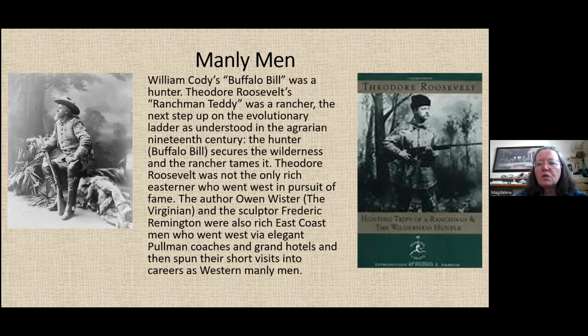Theodore Roosevelt was not the only rich Eastern who went west in pursuit of fame. The author Owen Wister, who wrote The Virginian, and the sculptor Frederick Remington were also rich East Coast men who went west via elegant Pullman coaches and grand hotels, and then they spun their short visits into careers as Western manly men.